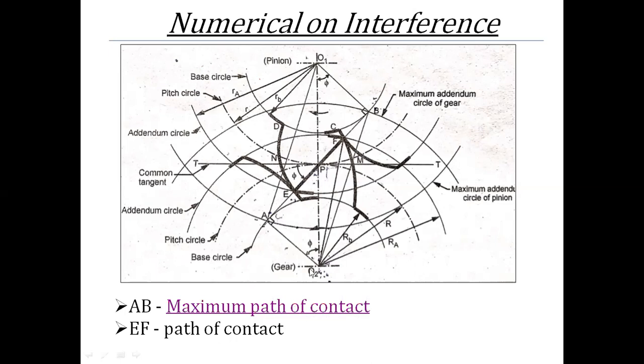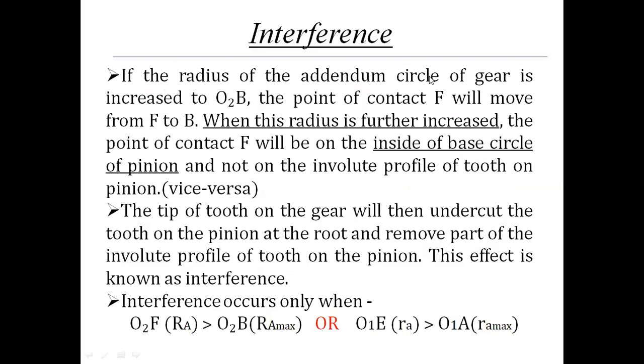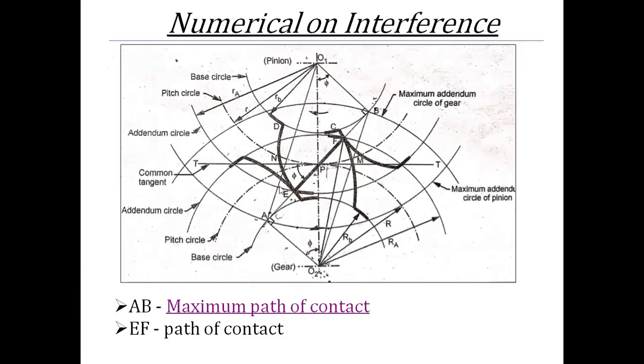Now, what is interference? If the radius of addendum circle of gear is increased, the point of contact F will move from F to B. See here, the addendum circle radius RA cuts the common tangent line at point F. If this radius is further increased up to point B, that is the maximum addendum circle of the gear. See here, the maximum addendum circle of the gear is up to point B.